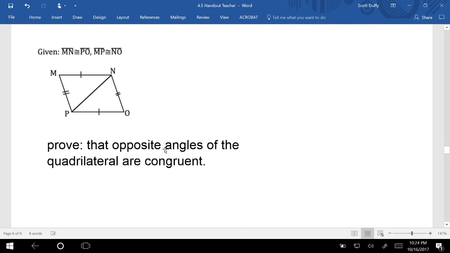So I want to prove that opposite angles of the quadrilateral are congruent. So opposite angles would be O and M, and essentially this is the exact same proof, so no need to do it for me.